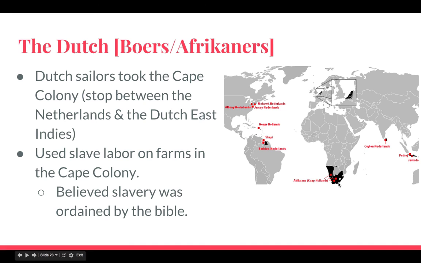The Dutch end up settling farms, and they would use slave labor. They would capture and put the local population to work in large scale plantations, and they use the Bible to say that slavery was okay, and we're going to see things really change when the British come, as we'll see.